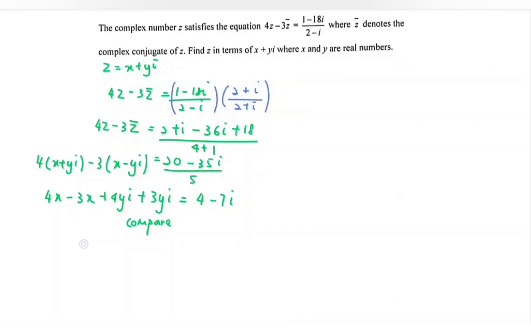4x minus 3x, where we have x, which equals 4. 4y plus 3y, where we have 7y, which equals negative 7, so y will be equal to negative 1. The x is equal to 4 and the y is equal to negative 1. So z will be equal to 4 minus i, whereas for z bar, we have 4 plus i.